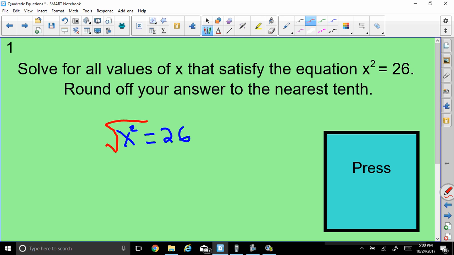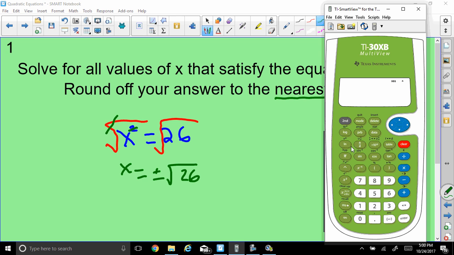So the square root will cancel out the exponent of 2. The little 2 will cancel out, so that's gone, leaving us with just the x, and we'll be left with the positive or negative value of the square root of 26. Now they want us to round off our answer to the nearest tenth. So that means we're going to need a calculator. So let's get our calculator up and do it.